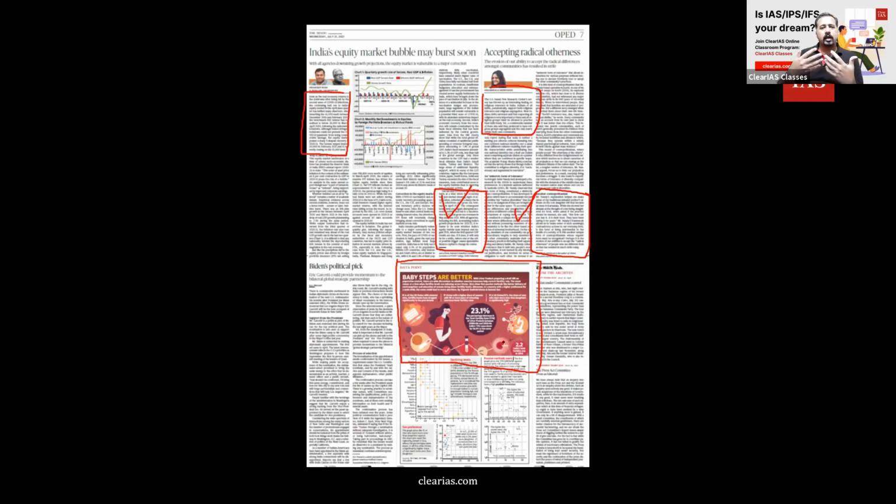You can quote ARC reports. You can quote Punchhi Commission report. You can quote Sarkaria Commission reports. These are some techniques you can use to score well. Similarly, if you find a good statistic or data or some value addition point in a newspaper, note that down in your current affairs notebook and use that in your exam hall. Then only you can score well in the mains exam.